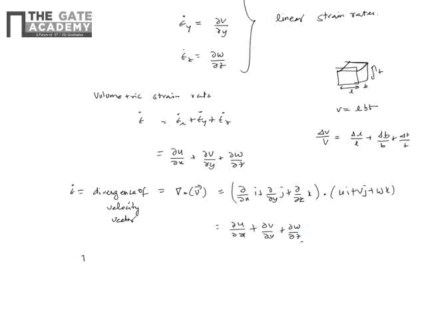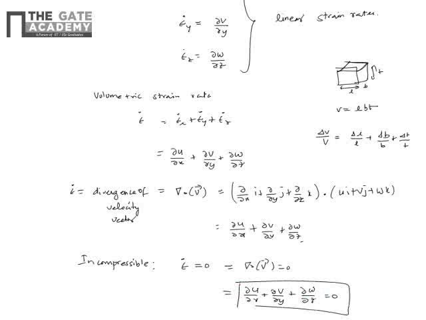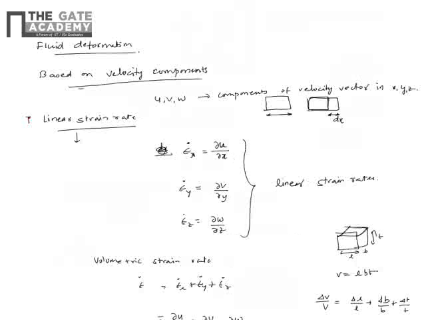Okay, now if the flow is incompressible, and this is an important statement, that means you can't change the volume. That means the volumetric strain rate is zero, so the divergence of the velocity vector is zero. Or the other way of saying it is ∂u/∂x + ∂v/∂y + ∂w/∂z is zero for the flow to be incompressible. So if you know the velocity components, you can identify whether the flow is incompressible or not based on this. Okay, so this is one important strain rate, the linear strain rates.